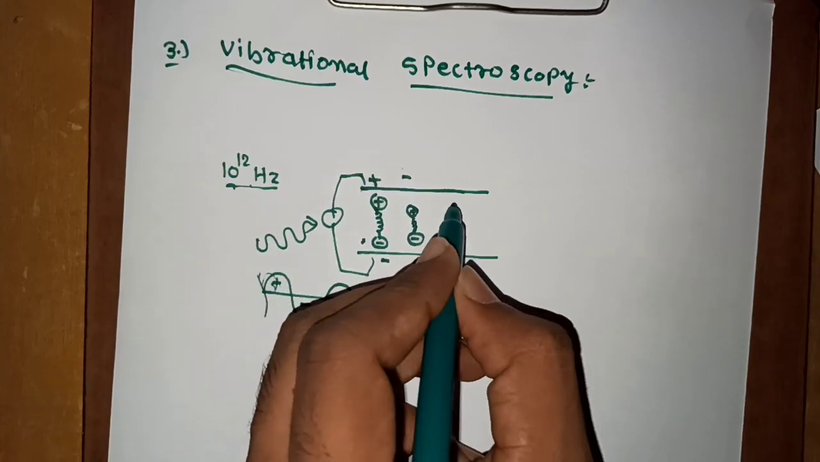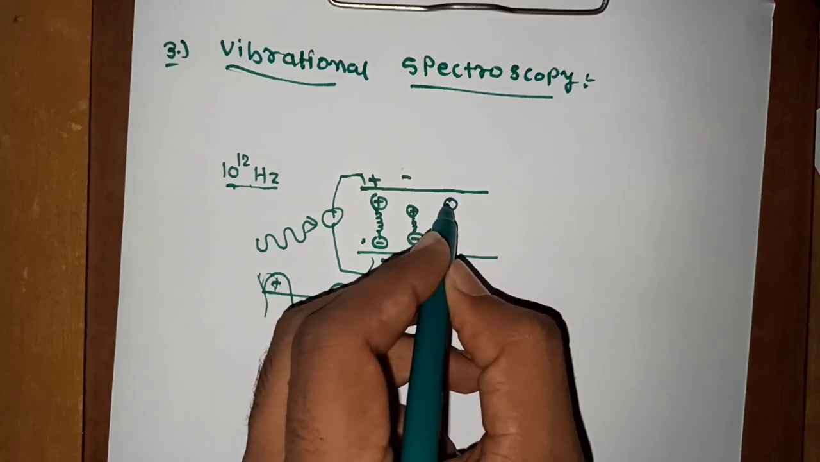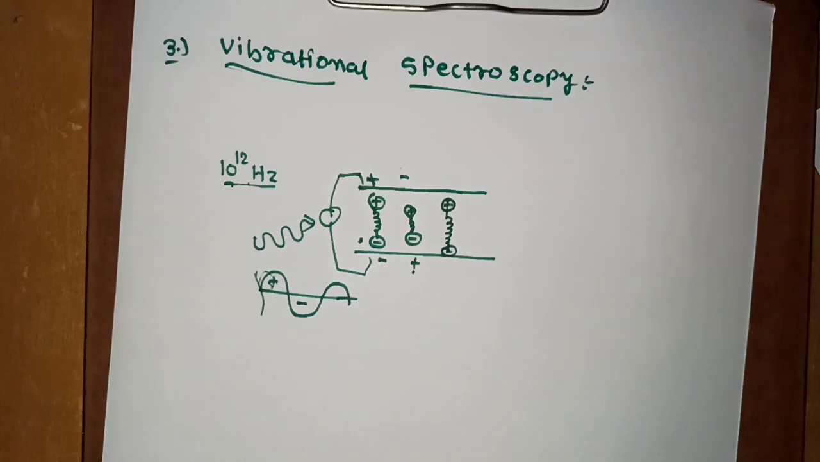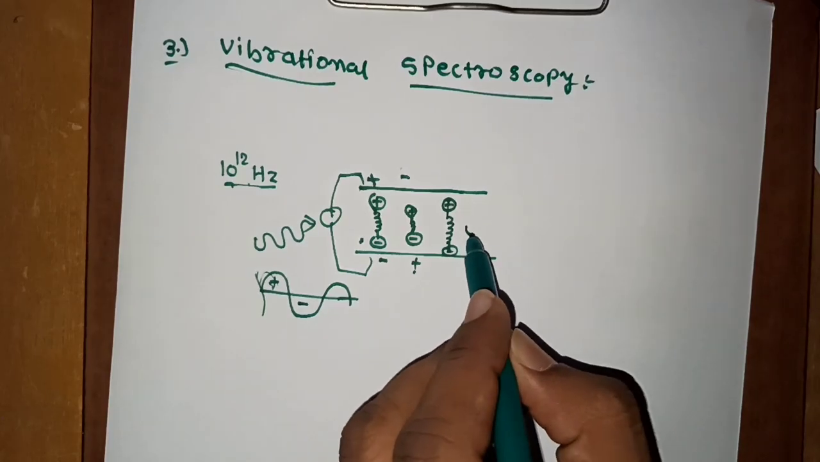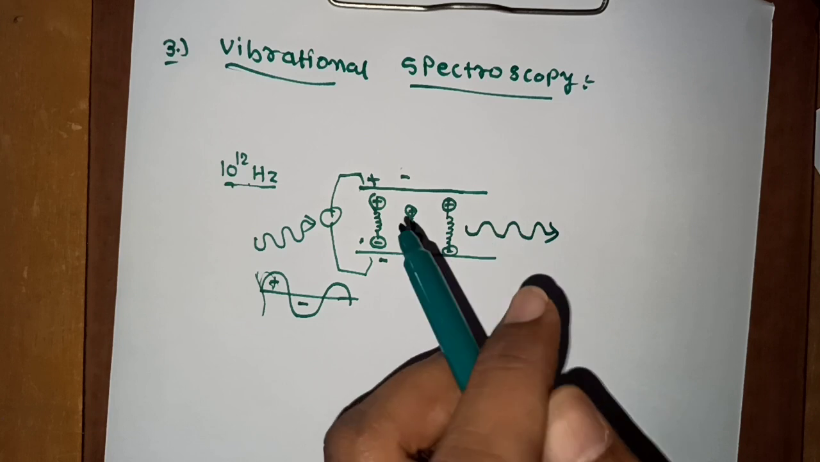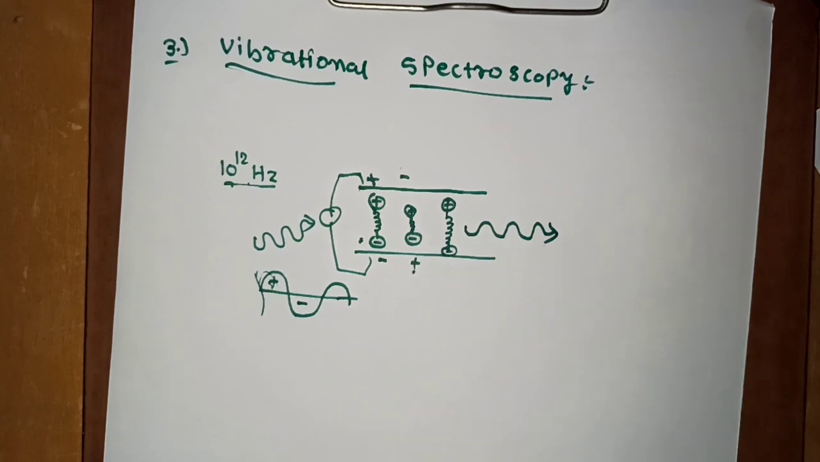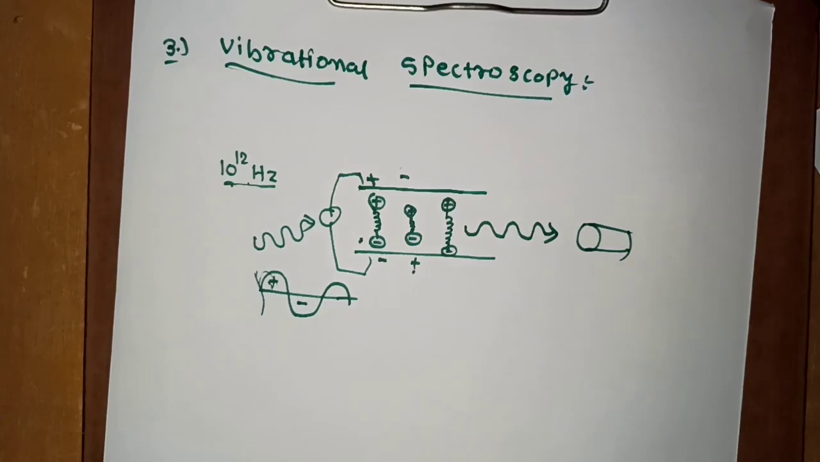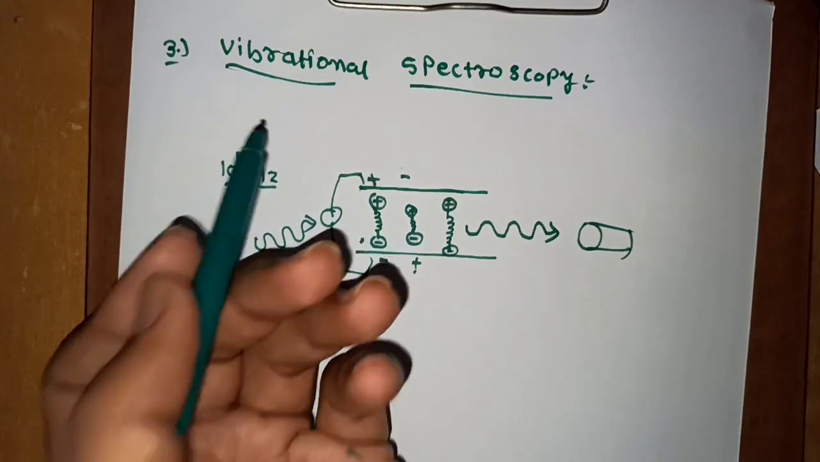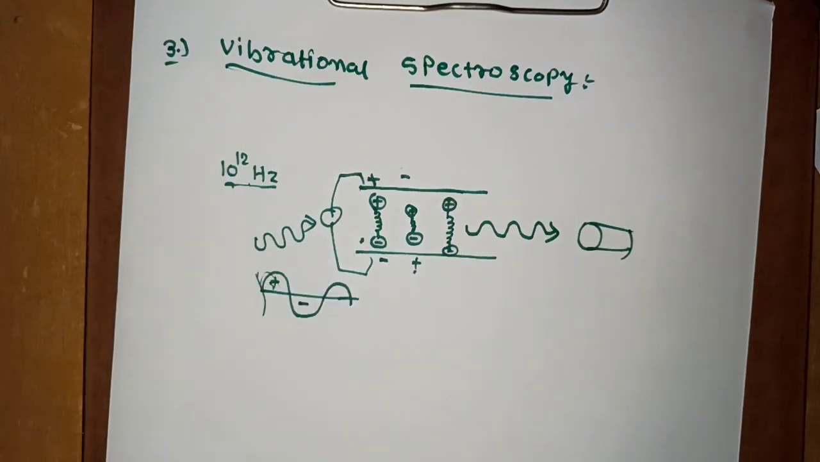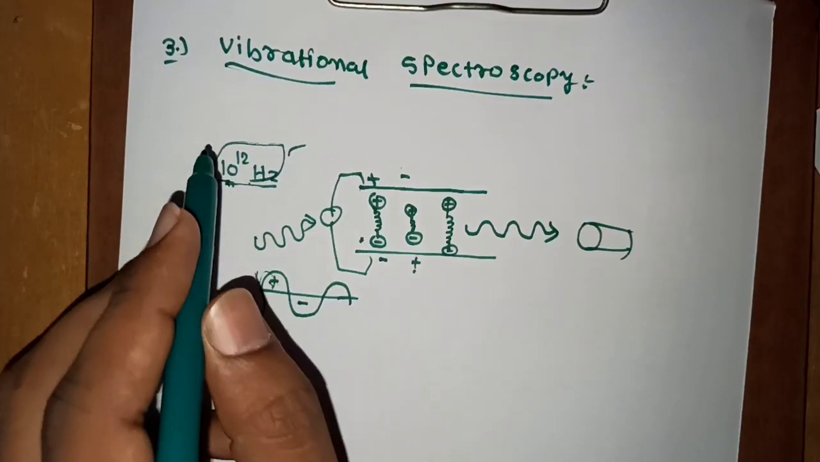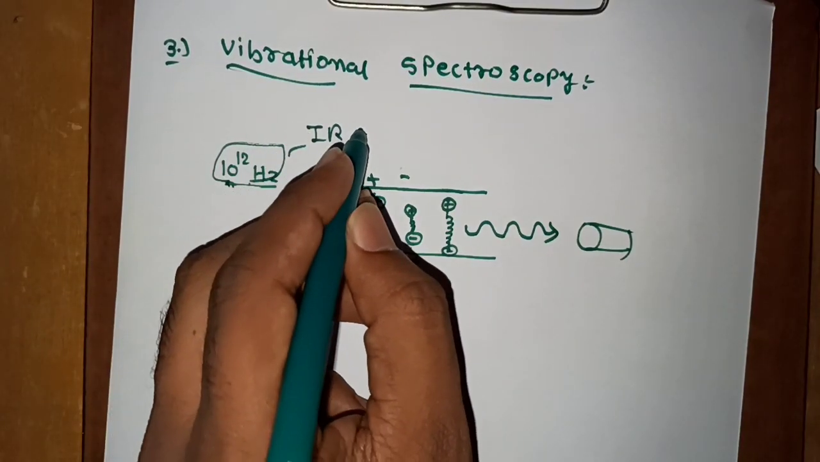Okay, so plus here, then minus here. And it also emits radiation, which we are going to observe through the spectrometer. Okay, so due to vibration we are going to observe the spectra, which is called vibrational spectroscopy. Okay, and the 10 raised to 12 hertz range is nothing but the IR range, infrared range.